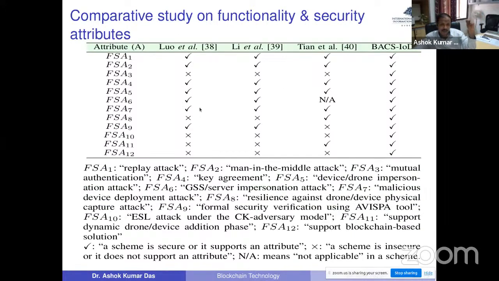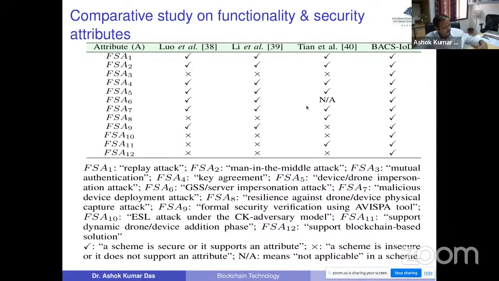Then we compared the functionality and security attributes features with the Loyal scheme, Leaf, Tian scheme, etc. And we have seen that our scheme performs with superior security in terms of security features. Also it has better features, for example, supporting blockchain-based features, supporting dynamic donor device additions, and all these things. It is seen that the scheme performs significantly better than the existing state of the art solutions, so much better.